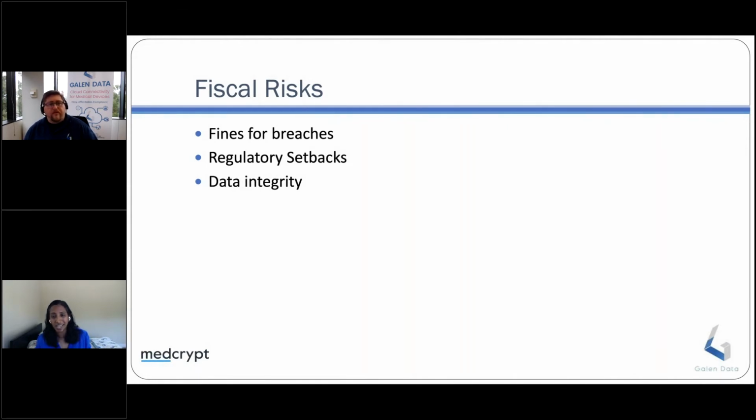I have a great anecdote here. There's a large device maker who had sold a surgical robot into China, and the way their business model worked is they would pay per procedure.